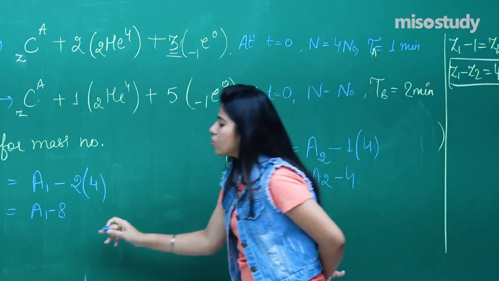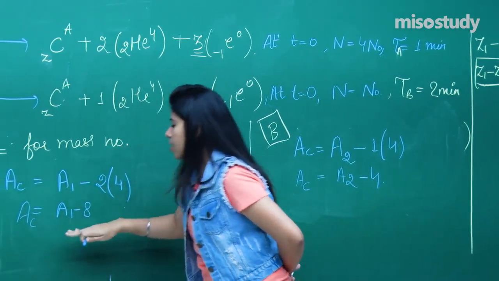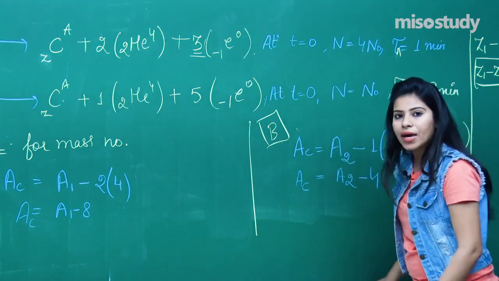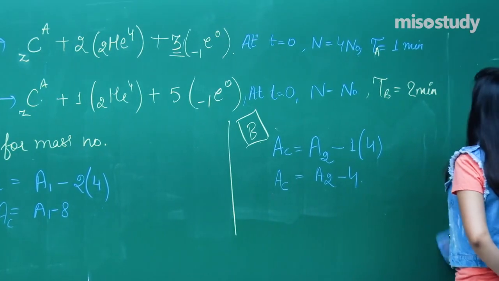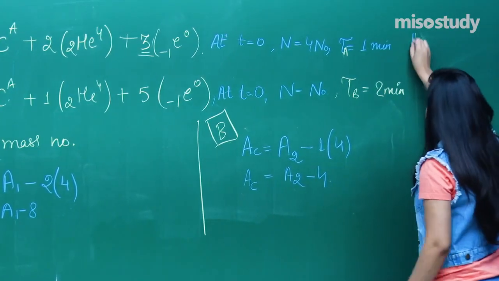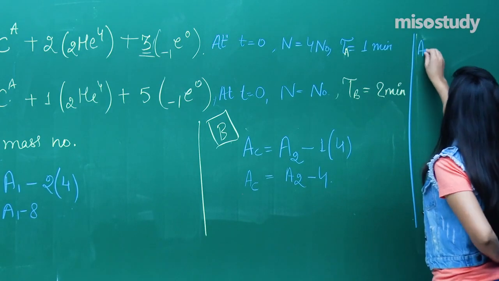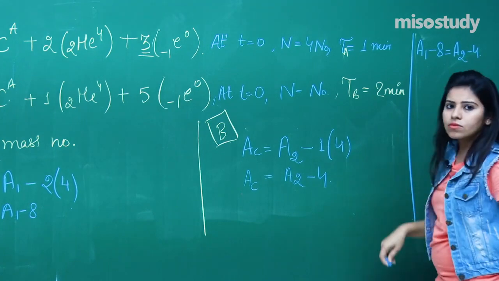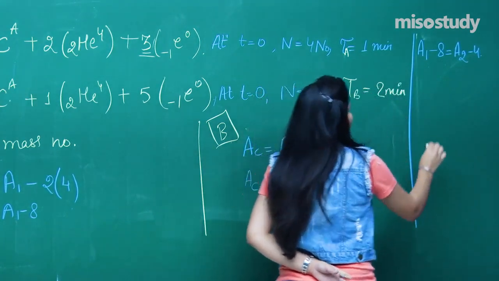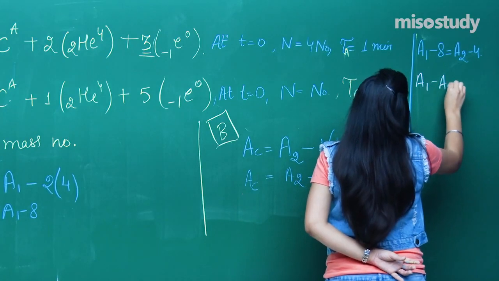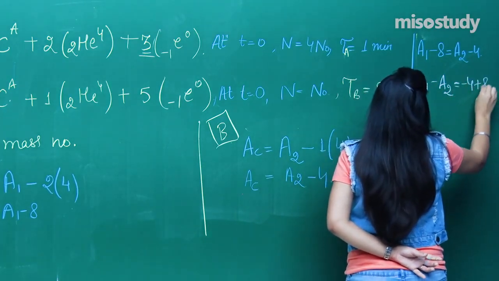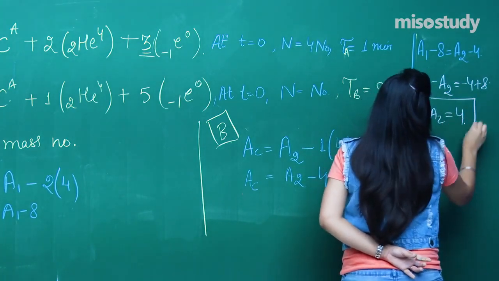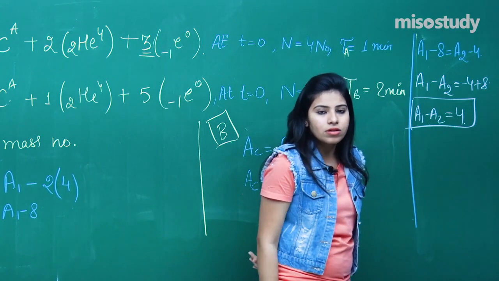Now because you are having your mass number of C as this and this, now you have to compare these two equations, and on comparing you will see that A1 minus 8 is equal to A2 minus 4. Now when you solve this, you will see that A1 minus A2 is minus 4 plus 8. That means A1 minus A2 is 4. This is your correct answer, right?